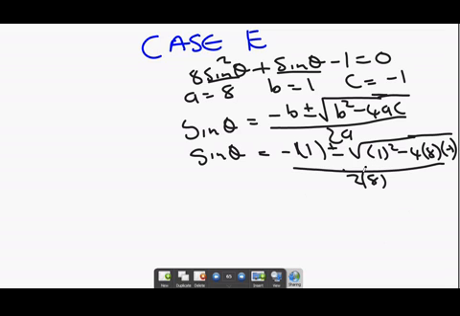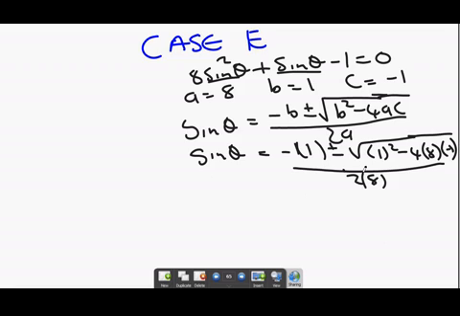Now when it gives us 2 answers, it means those 2 answers will also give us 2 general solutions, 2 answers for sine theta, and there will be 2 general solutions. So let us just plunge that into our calculator. Then our A is 8, our B is 1, and our C is -1.